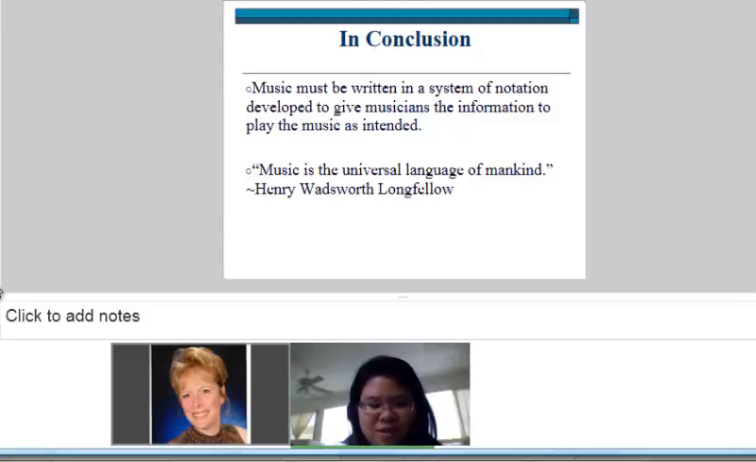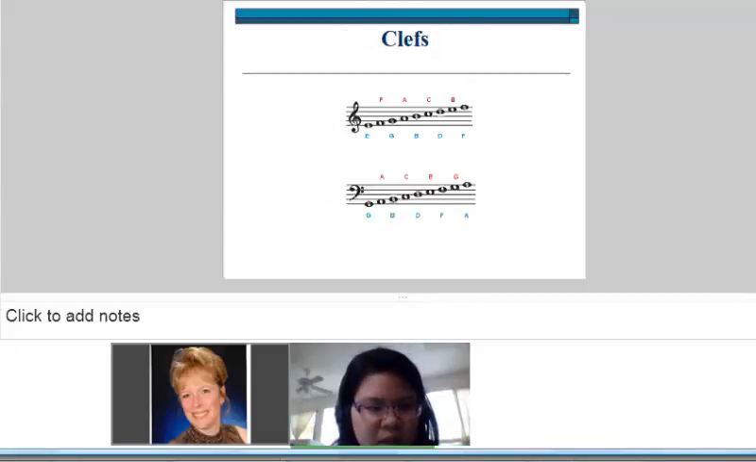Wow, it's amazing to know the language of music. Can you go back to slide number 4 again? Could you please explain the difference between two lines, one that starts with E and another one that starts with G, please?